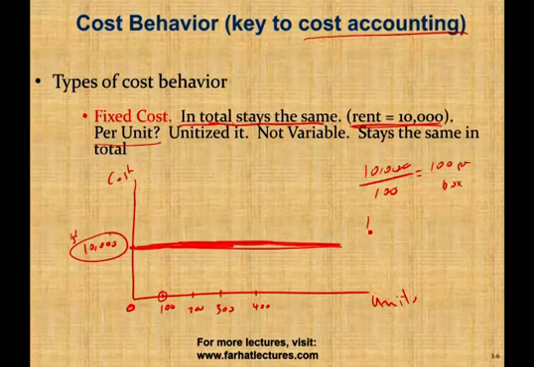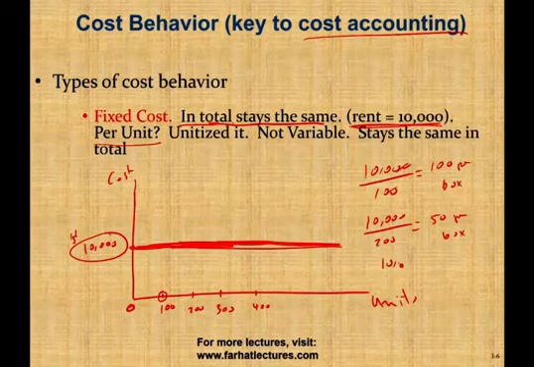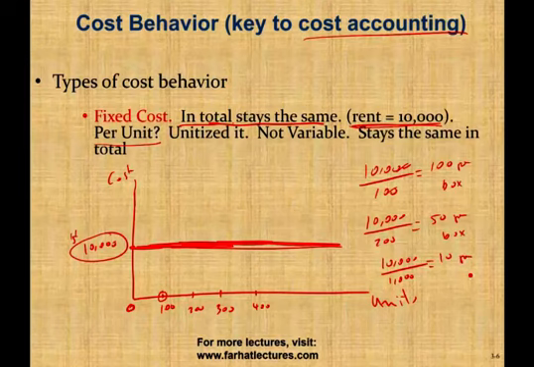Let's assume we produce 200 boxes. If we produce 200 boxes, now it's costing us $50 of fixed cost per box. If we produce 1,000 boxes, now it's costing us $10 of fixed cost per box. So notice, as we produce more, our cost per box, our cost per unit, goes down.